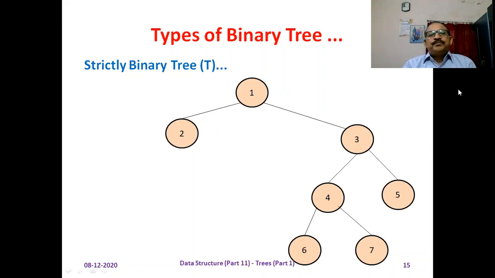Here you can see this figure represents a strictly binary tree. Why? Here you can see each node has either 0 children or 2 children.